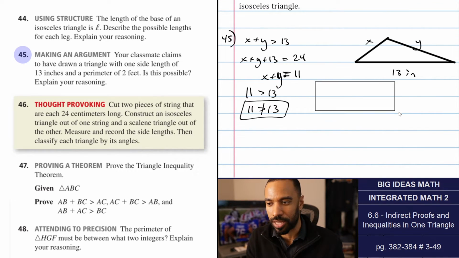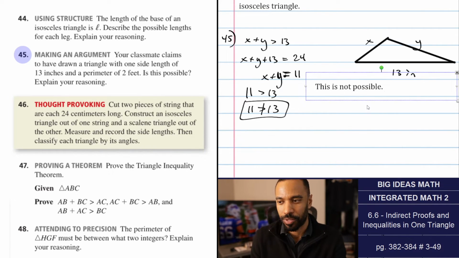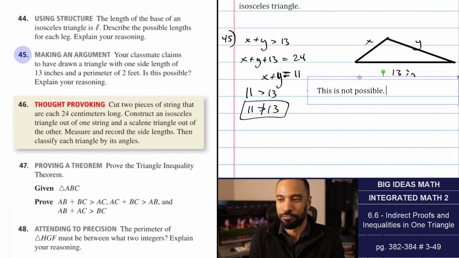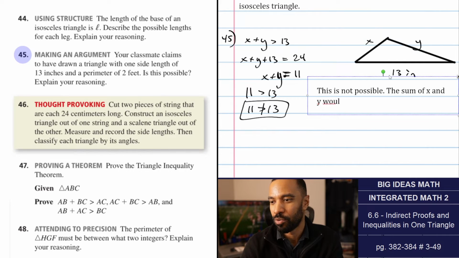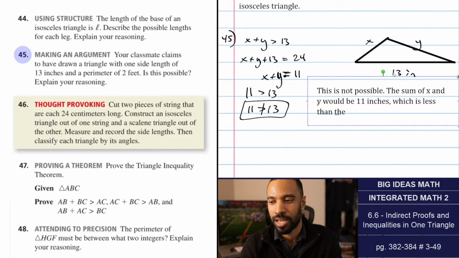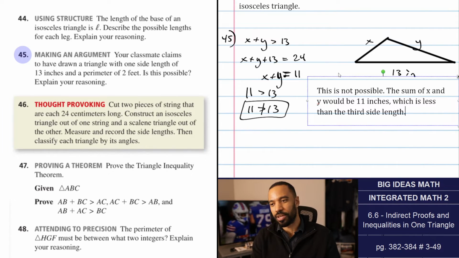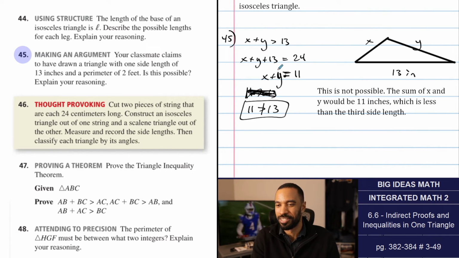I'm sorry about the initial thing. I totally did not read that. This is not possible. I should really just edit that out, but it was kind of funny, actually. The sum of X and Y would be 11 inches, which is less than the third side length. Now I can't assign this problem to my students because I can't have this part of the video on there, and this is messy diagramming. I don't even need this one that says 11's greater than 13. 11's not greater than 13.